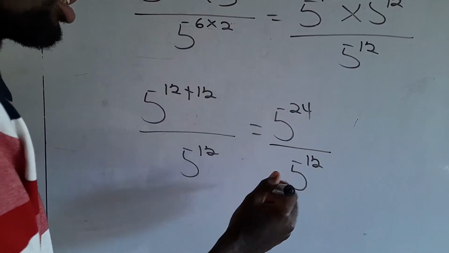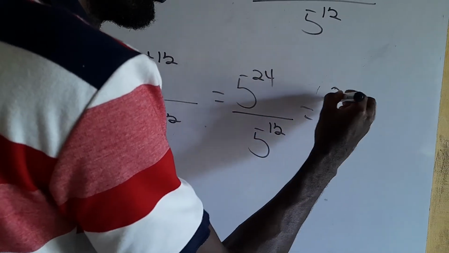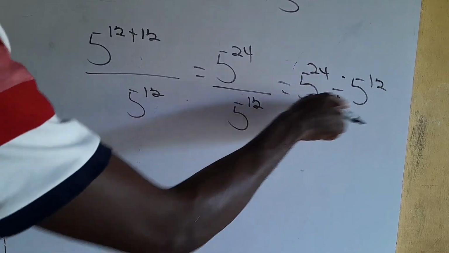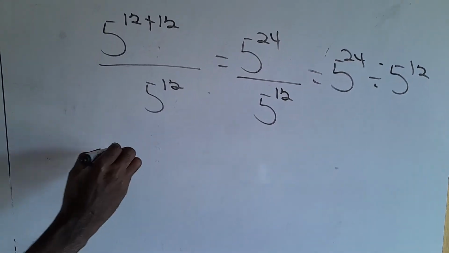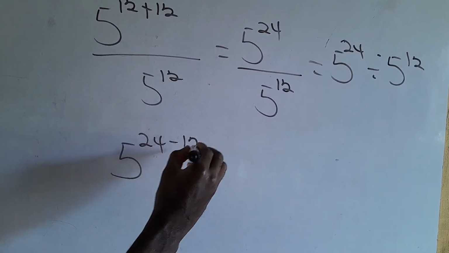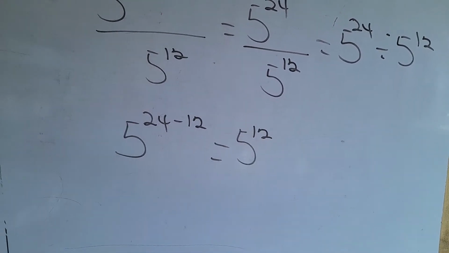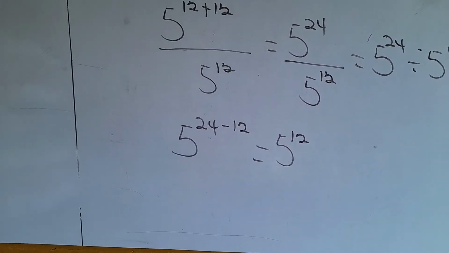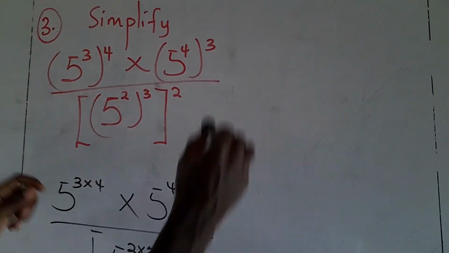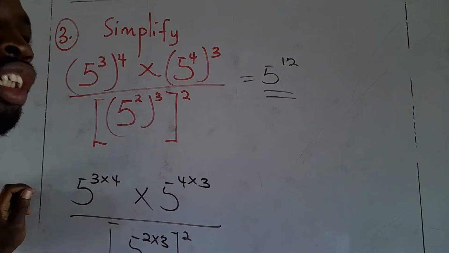So we have 5 exponent 24 over 5 exponent 12. This is dividing, so we can just rewrite it as 5 exponent 24 divided by 5 exponent 12. So two indices are dividing with the same base, we subtract the exponents. We have 5 exponent 24 minus 12. So 24 minus 12 will be 12. So we have 5 exponent 12. So we can say the answer to our question is nothing but 5 exponent 12. I hope you get that.